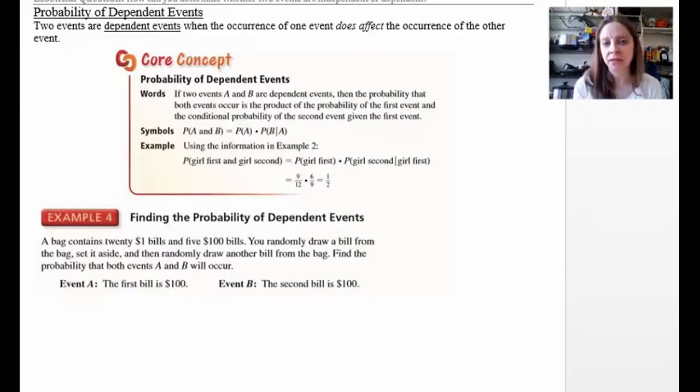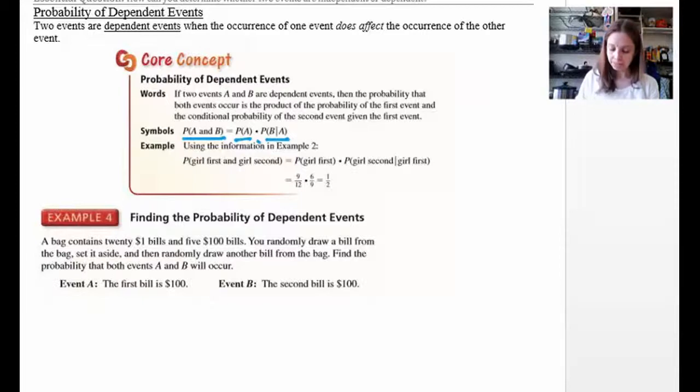So the probability of dependent events. If two events, A and B, are dependent events, then the probability that both events occur is the product of the probability of the first event and the conditional probability of the second event given the first event. So again, we're multiplying. The probability of A and then B is the probability of A times the probability of B given that A has happened. This is the conditional probability. The second one is that B is going to happen given that A happened.